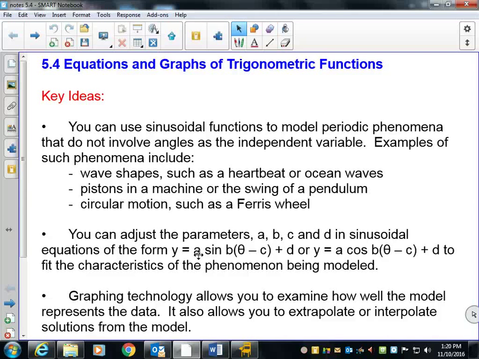Okay? So basically, those are your horizontal and vertical shifts. This is your amplitude, how big of a height it's going up and down, and this B changes your period length. Now, if you're dealing with sine and cos, it's 2 pi over B. If you're dealing with tan, it's going to be pi divided by B. Okay?